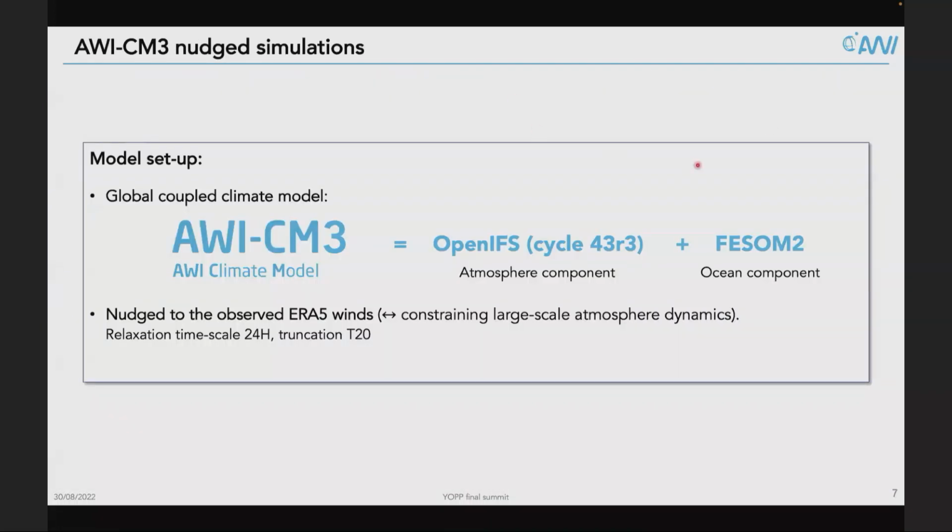The simulations I will present here are based on the AWI-CM, the AWI coupled climate model, but the latest version, AWI-CM-3. AWI-CM-3 is composed of OpenIFS for the atmospheric component and FESOM2 for the ocean. Here we nudge AWI-CM-3 towards the ERA5 reanalysis, but we nudge essentially the large scale winds in a way that we leave the boundary layer and the smaller scale dynamics to evolve freely.